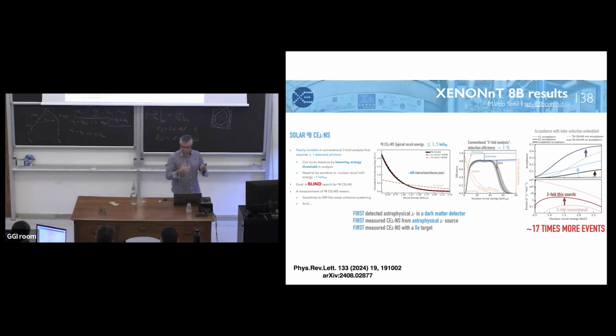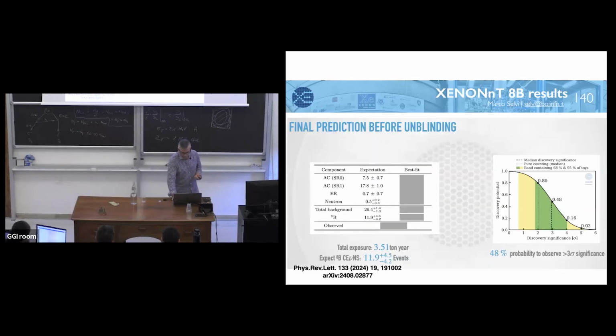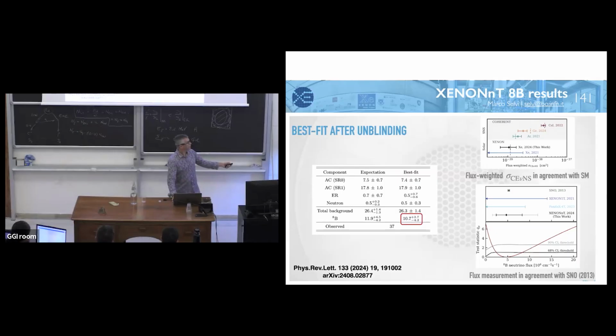This, of course, improves the efficiency to detect the signal, but also induces a new background that comes from accidental coincidences. Anyway, we kept it under control, and at the end, we obtained a signal that was in agreement with the predictions of about 12 events. So here are the results.